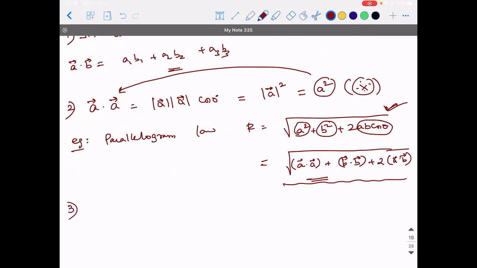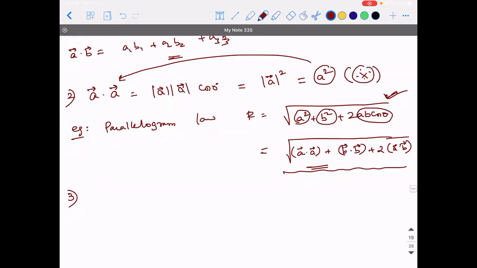Yes, sir. So that is A vector dot A vector. So the dot product of a vector with itself is the magnitude of the vector square. That is the meaning. Okay.